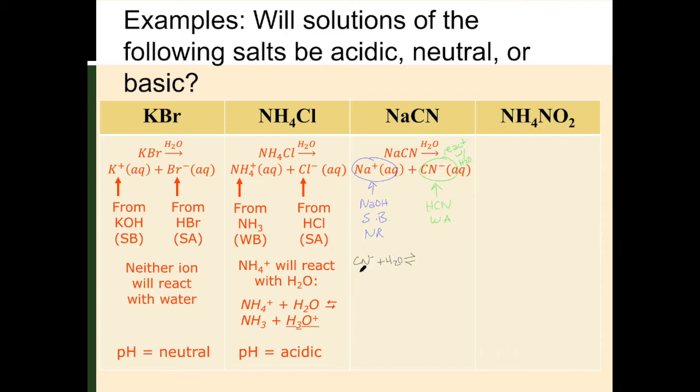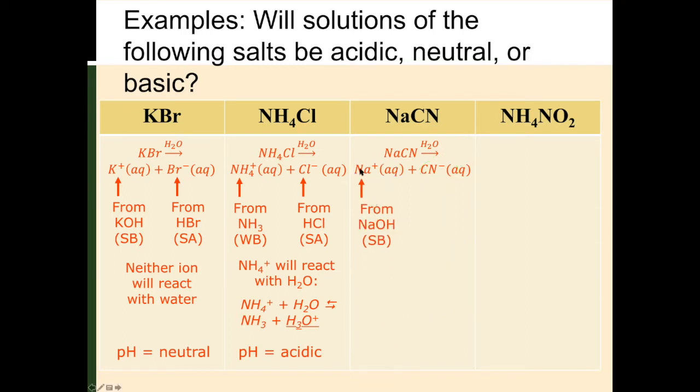Bases accept an H+, so it becomes HCN, and then what's left over on the water molecule, because one hydrogen was stripped away, is a hydroxide ion. Okay, and that's the key, because if you have an excess of hydroxide ions, that means you end up with a basic solution. Not an acidic solution, not a neutral solution, a basic solution.